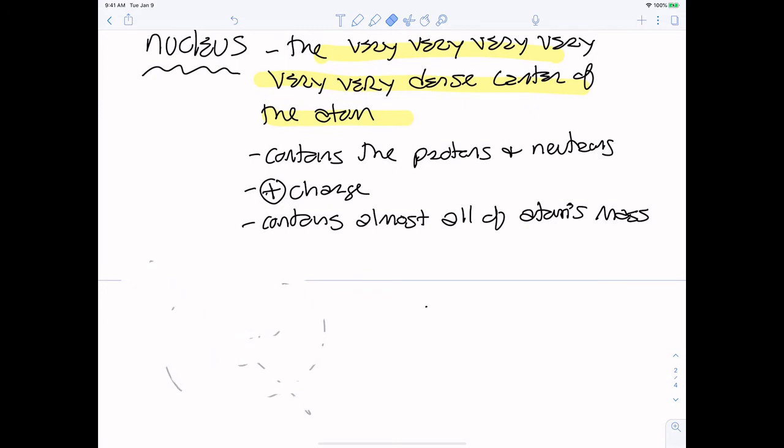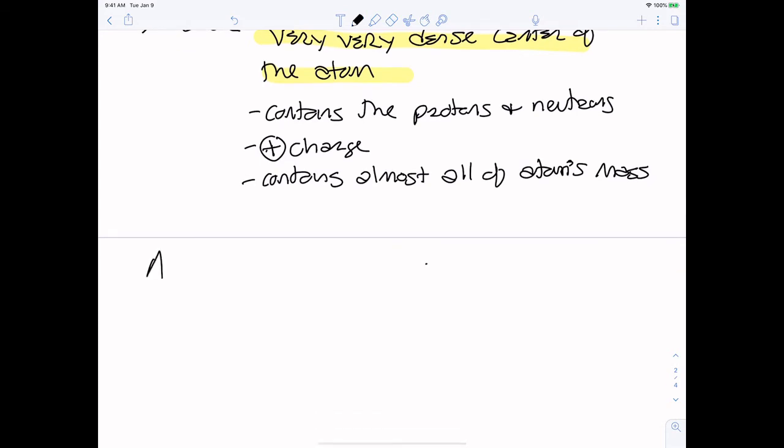So I'm just erasing this to make us some more room here. So, atomic number.